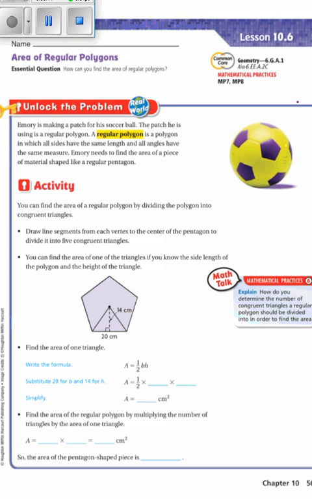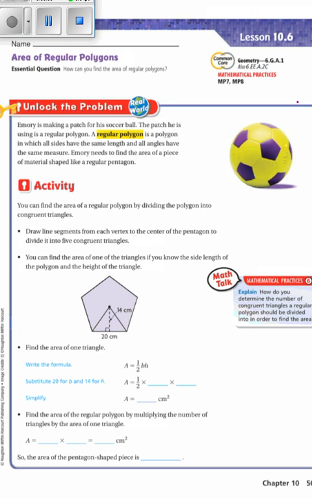Unlock the problem. Emery is making a patch for his soccer ball. The patch he is using is a regular polygon. A regular polygon is a polygon in which all sides have the same length and all angles have the same measure. Emery needs to find the area of a piece of material shaped like a regular pentagon.